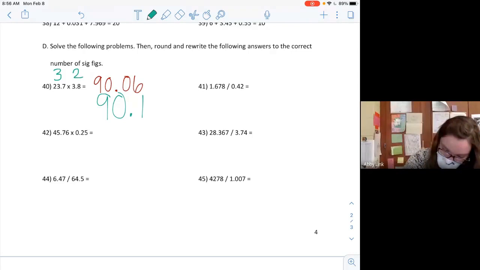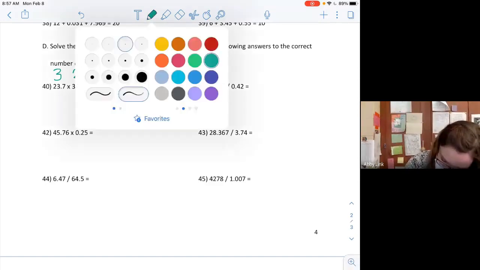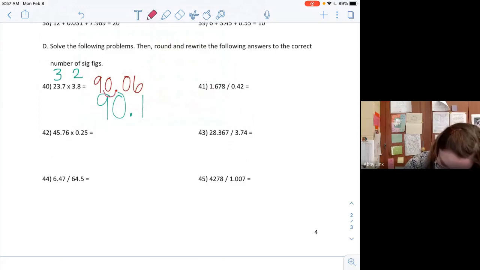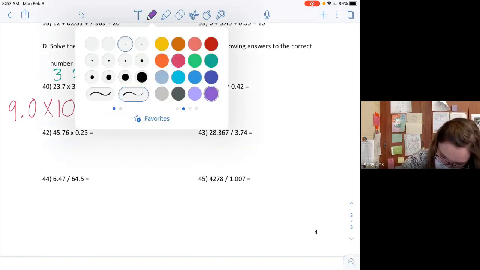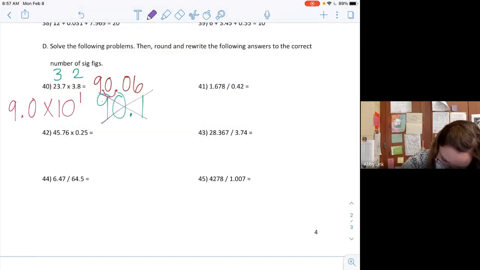He said, what about scientific notation? Here's where things can get a little uncomfortable for us, because scientific notation is correct. I would rewrite this by moving my decimal point 1 over, as 9.0 times 10 to the 1. Let me cross this out just so we're not confused.